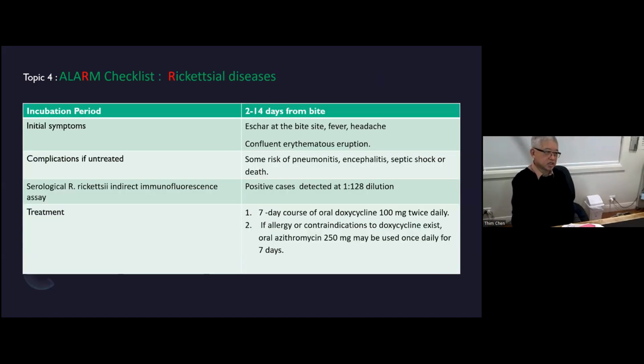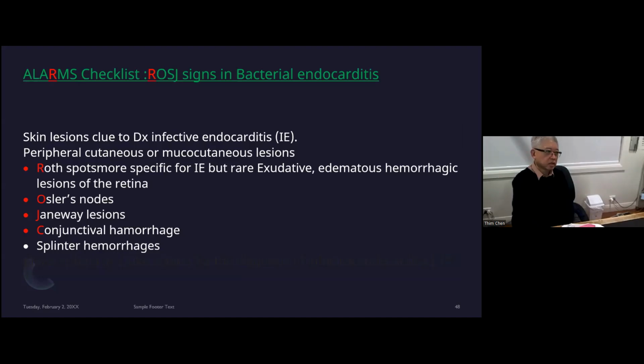So 2 to 14 days there is a scar, and then the bite. The scar is at the site of the bite about 2 days after. The incubation period is up to 2 weeks. Then the other R is something.